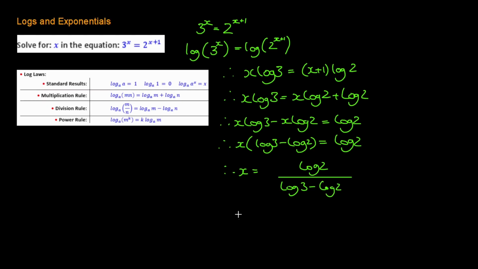And if you pop that into a calculator, you get, therefore, x is equal to 1.7095, and on it goes. And if we knock that down to 3 significant figures, so we do the cut here after the 0, we get x is equal to 1.71, and that's to 3 significant figures. And that is your answer.